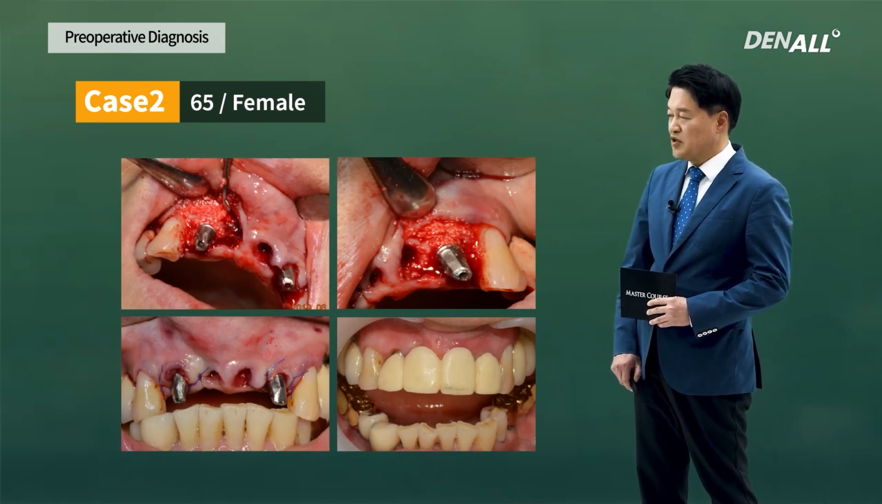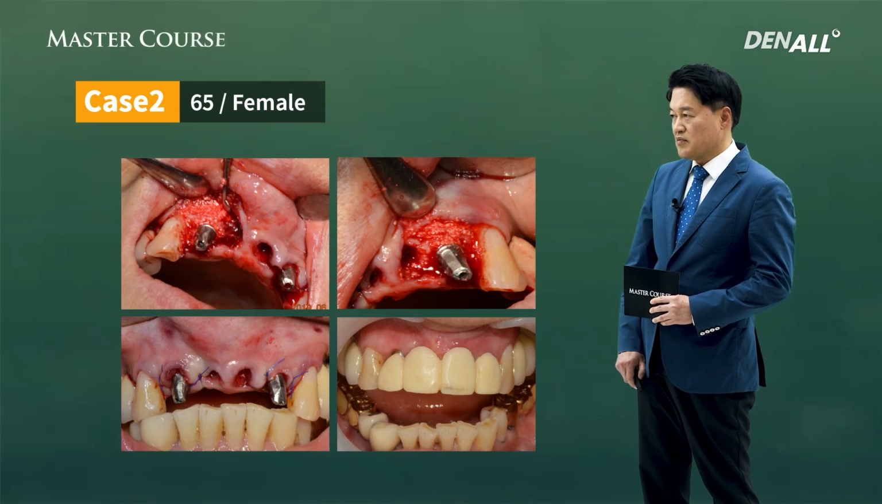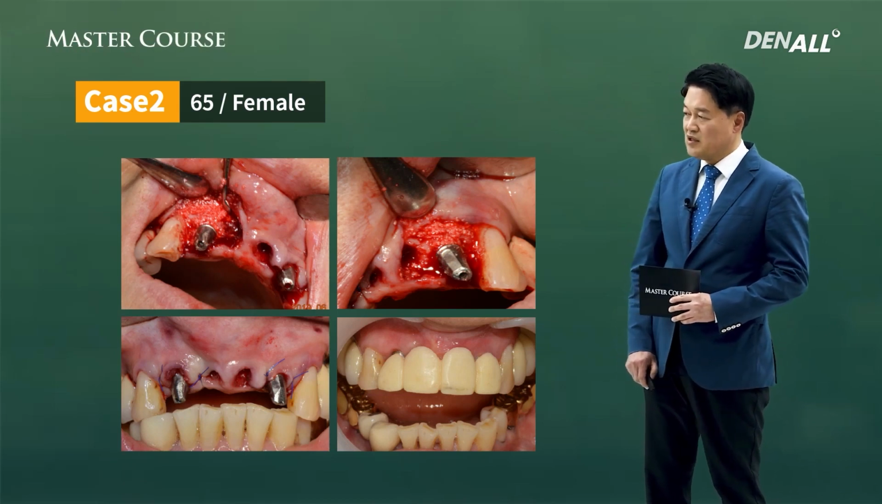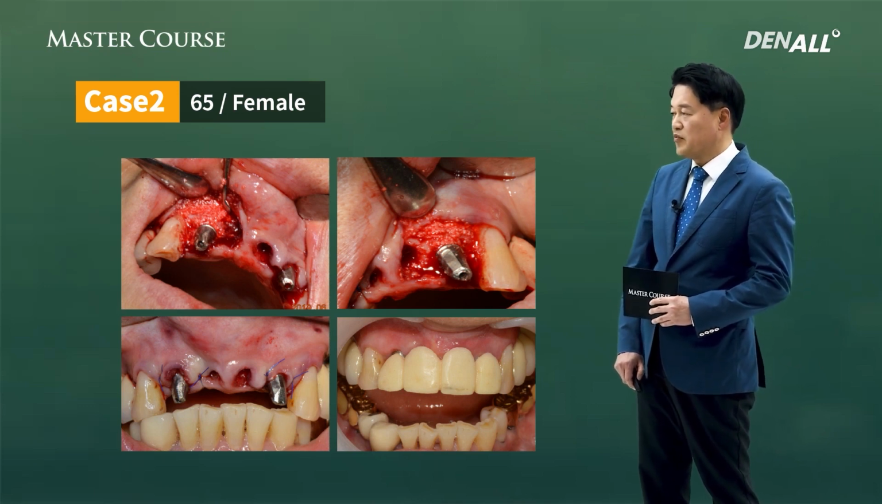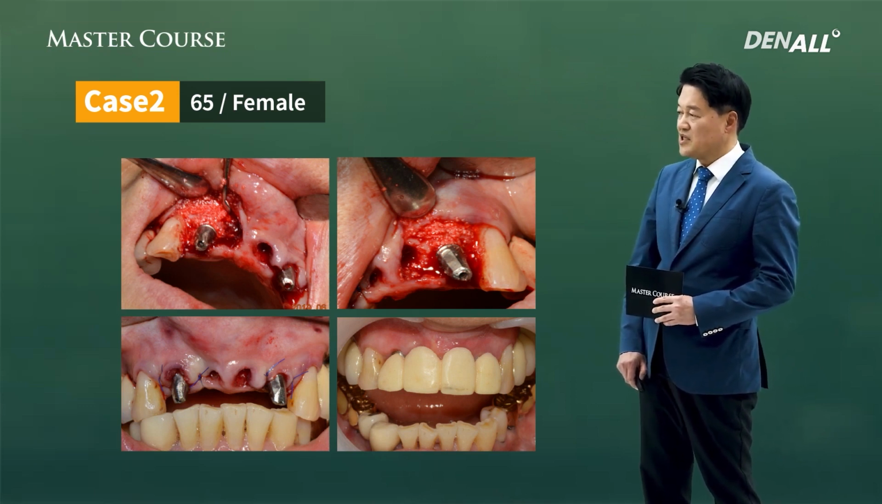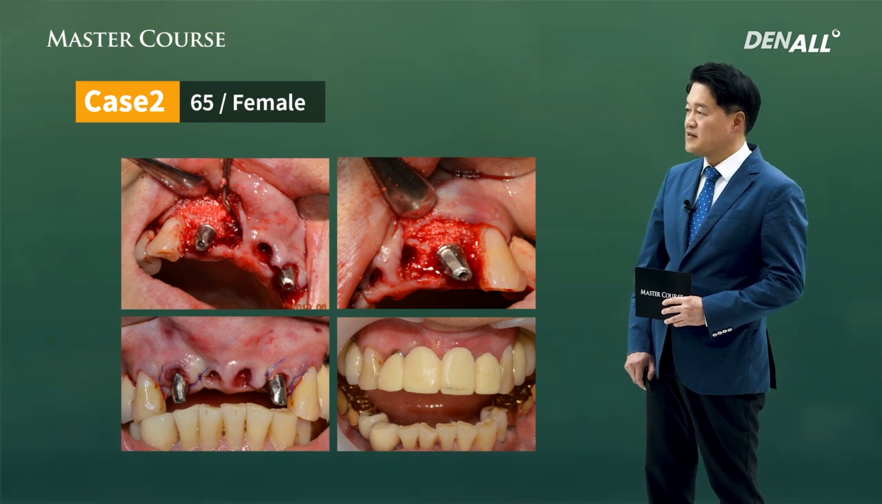First, GBR was done buccally on both sides. For the temporary, in order to do it, a one-piece rigid abutment was connected, and the temporary was completed. Immediate temporization was done and immediate implantation was conducted.